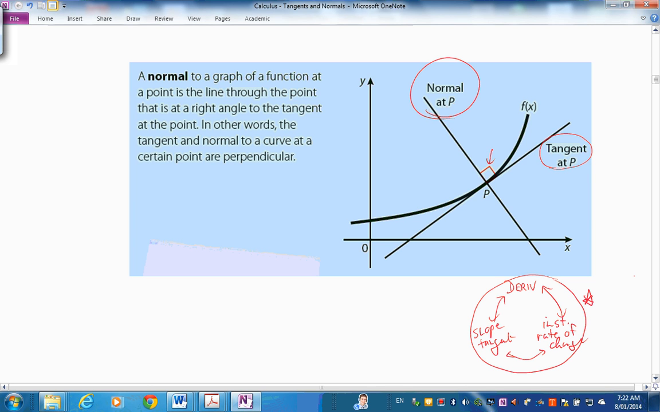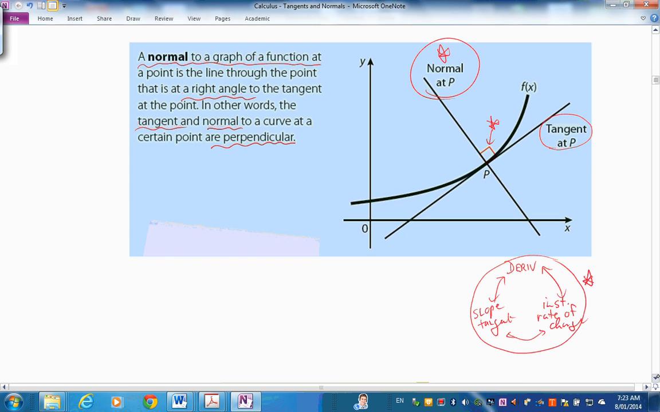So now what we're interested in is this normal up here. And here we have Pearson's definition. A normal to a graph of a function at a point is a line through the point that is at a right angle. Not a bad idea when you're reading maths to underline key words. So at that point, the normal and the tangent are perpendicular. There it is in there. That's what we're talking about. Let's give them the word normal. Okay, let's go down and see if we can calculate some of those then.